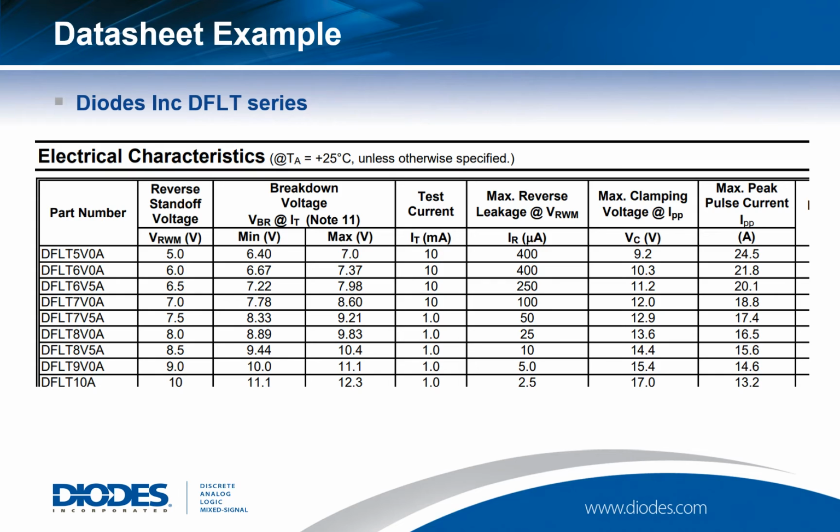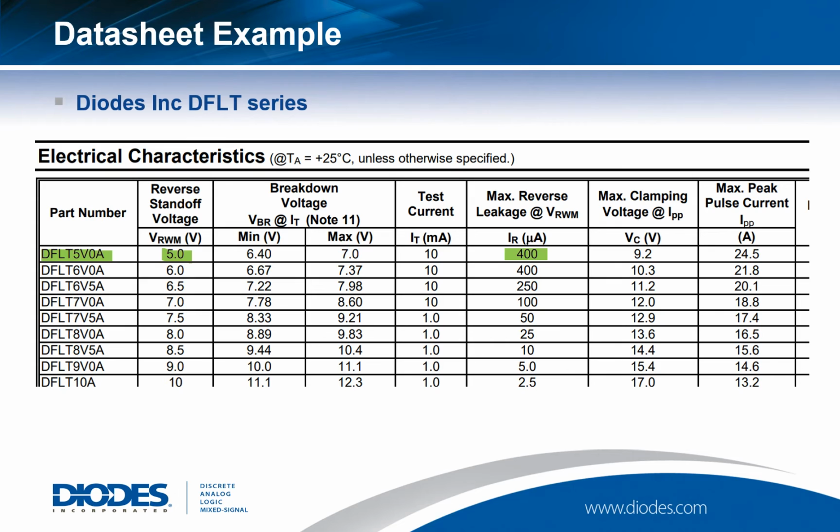So if we have a look at a real datasheet example, and this data table taken from the Diodes Incorporated DFLT series datasheet, you can see that the DFLT 5V0 part here has, as we discussed, a reverse working voltage of 5 volts. And in this column over here, we can see that that means at 5 volts, this device is guaranteed to leak no more than 400 microamps. You can see as the working voltage of these devices increases, the leakage currents decrease.